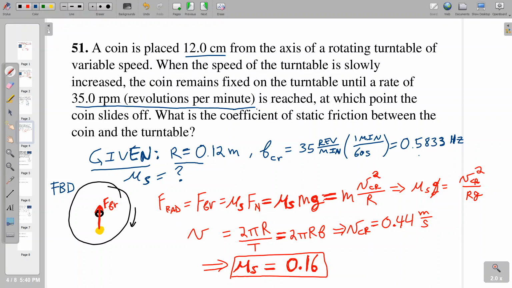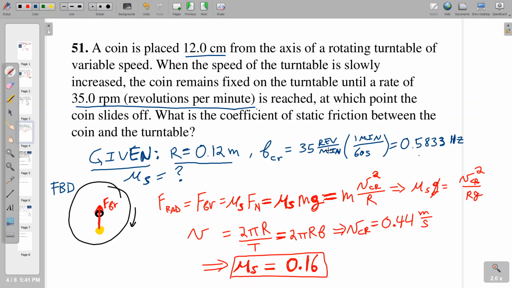So I'm given here the radius of the disk. I am given what I just chose to call the critical frequency, f critical. So this is the frequency that once you get up to 35 revolutions per minute, then the coin starts to move. Now, a thing to remember here is that you're given a frequency, not a velocity, and it's in terms of revolutions per minute. So you need to convert that into hertz in order to be working in SI units, and I do recommend always working in SI units.